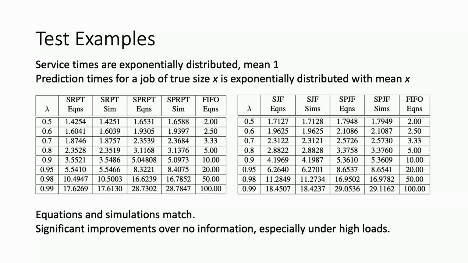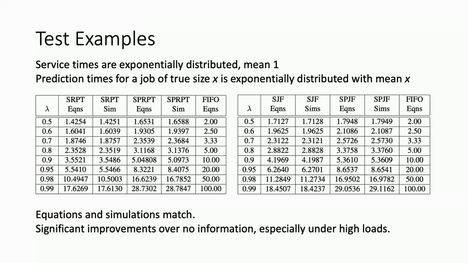Yeah, so that made me feel a bit more confident. But the other thing is just what you might expect, which is that if you're using predictions, here I was using a prediction model where if your true size was 3, then your predicted size would also be exponentially distributed, because exponential distributions are just fun and easy to work with, with mean 3.